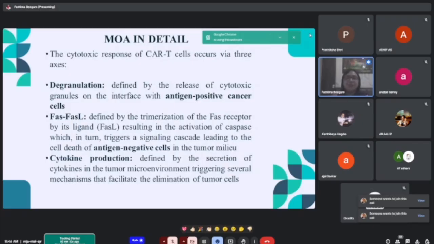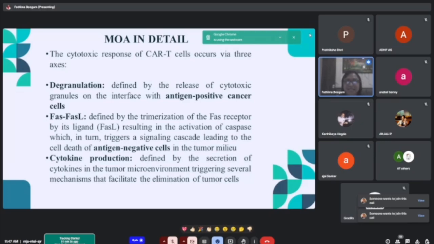So I think the MOA in detail also we need to have an idea. Already we had seen the MOA. Just the T cells with the CAR come and attach to the antigen, and destruction follows. And this is mainly occurring through three mechanisms. The first one is degranulation, which is taking place in antigen-positive cells. And the second one is through the Fas-FasL pathway.